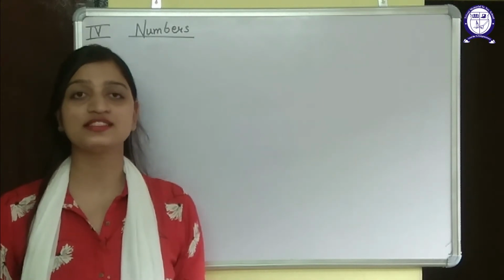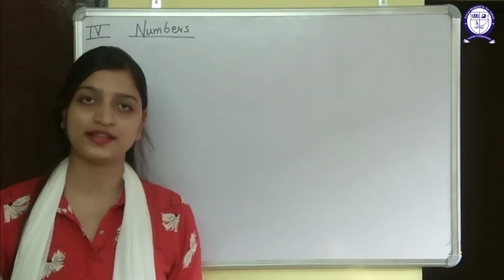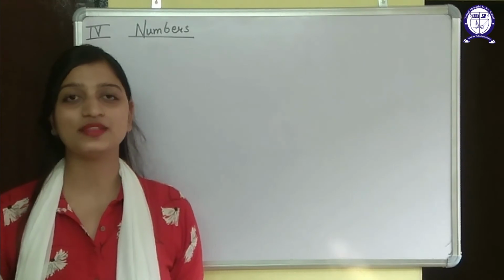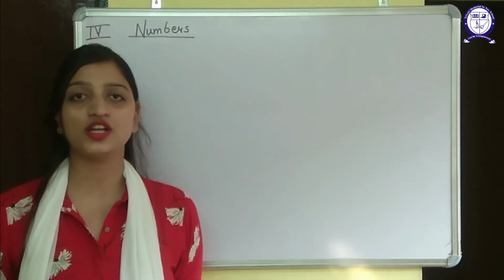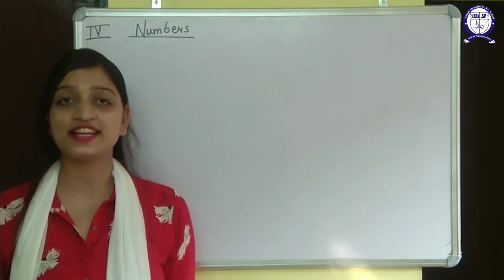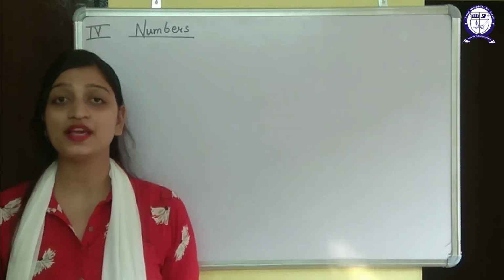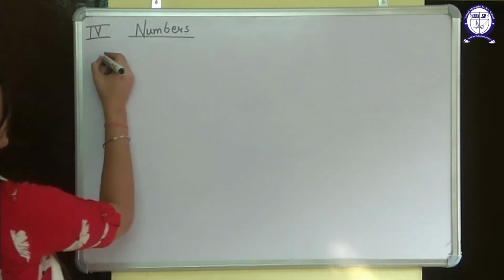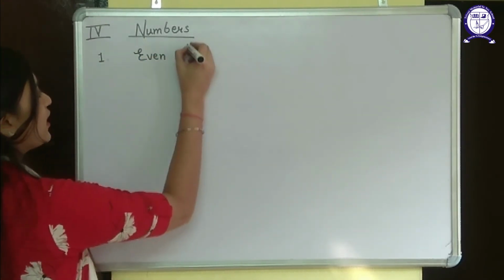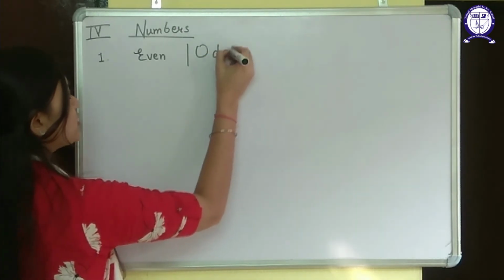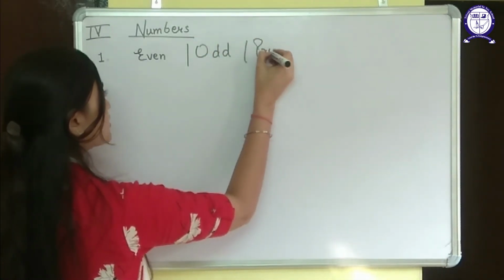There are certain sets of numbers in our mathematics. You have all learned about them, like even numbers, odd numbers, prime numbers, natural numbers. These are all sets of numbers. Questions can be asked on those also. Like first, it can be on even numbers. It can be odd numbers. It can be prime numbers.